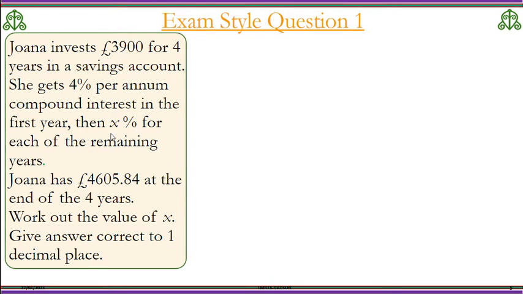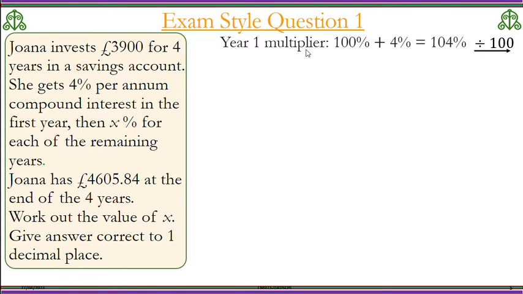So we want to find out the interest rate. That will be from the second, the third, and the fourth year. So let's look at what happened in the first year. Because we have 4% interest, we're going to increase 100% by 4%, because the original amount is always 100%. So our multiplier for the first year is 104%. If you divide it by 100, we get 1.04 as our multiplier.